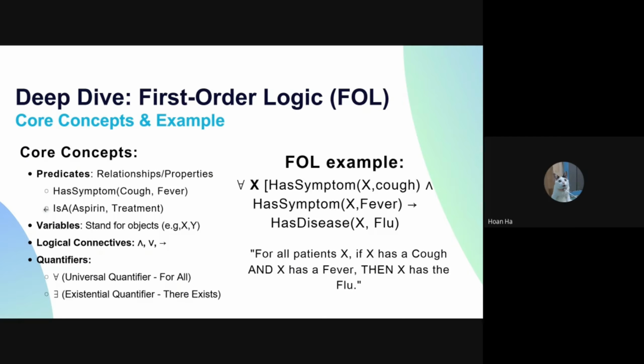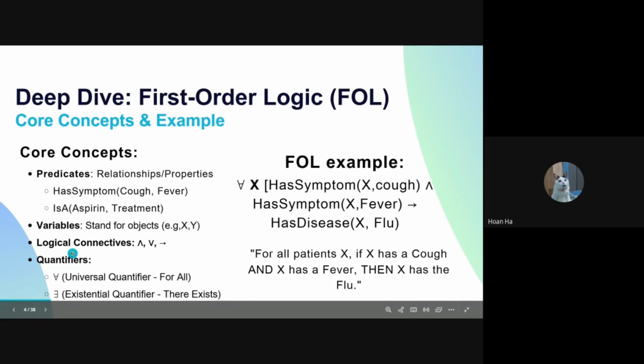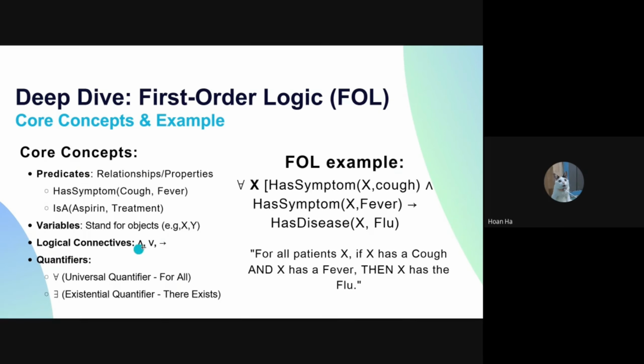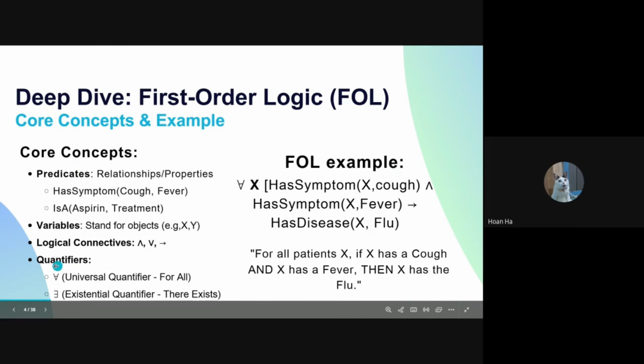Variables are symbols that stand for any object in the domain. We use them with quantifiers and the logical connectives, AND for multiple conditions, or OR for alternative conditions, to define a rule. The quantifiers allow us to make statements about all objects or some objects: the universal quantifier, for all, and the existential quantifier, there exists.